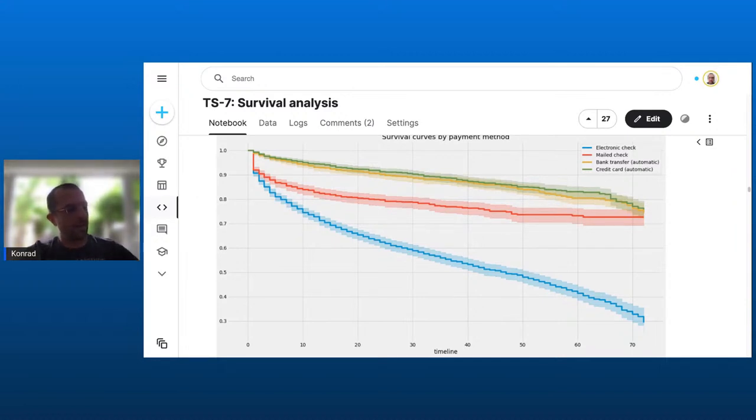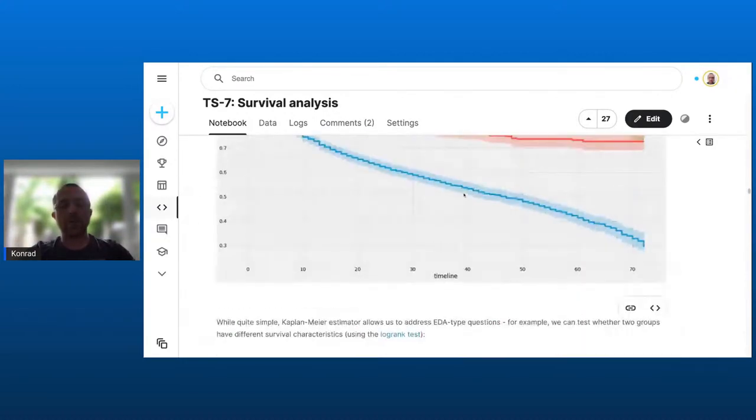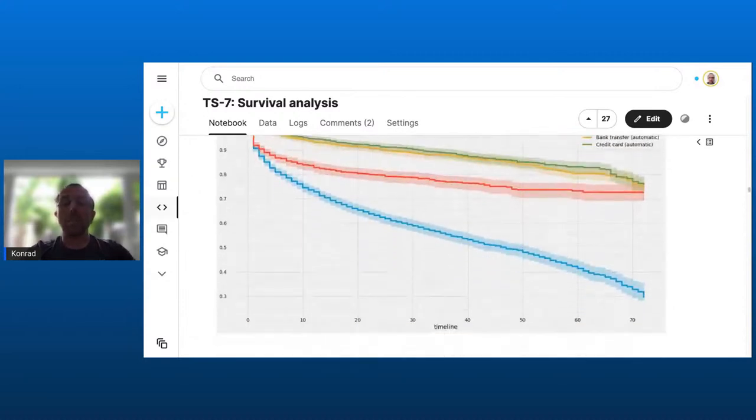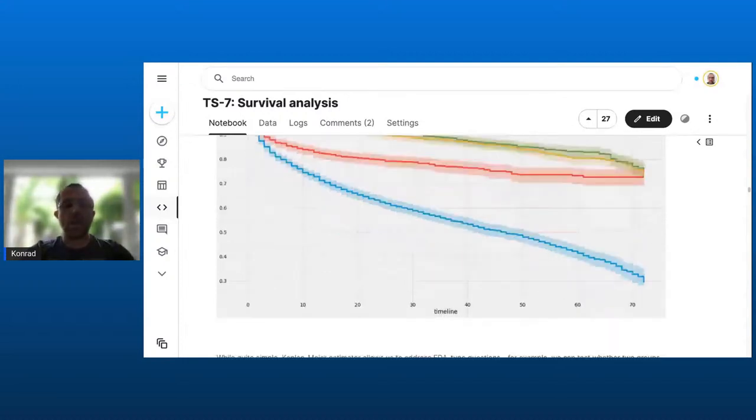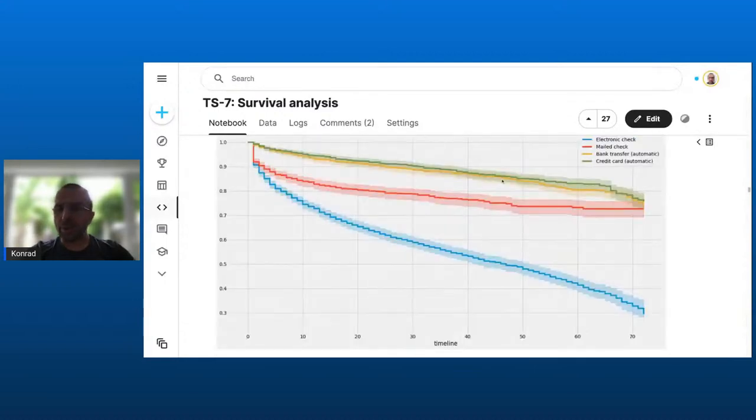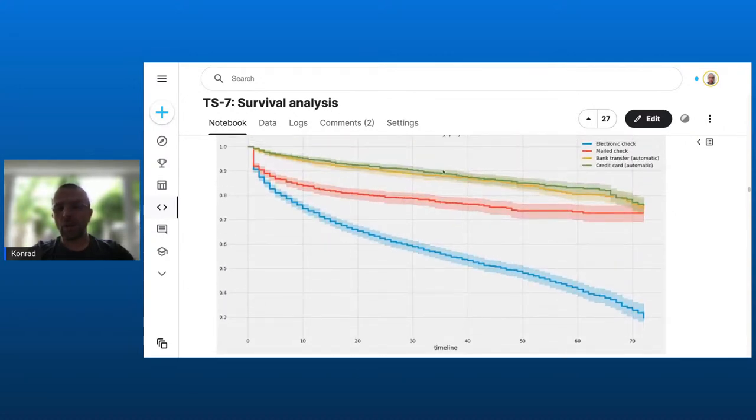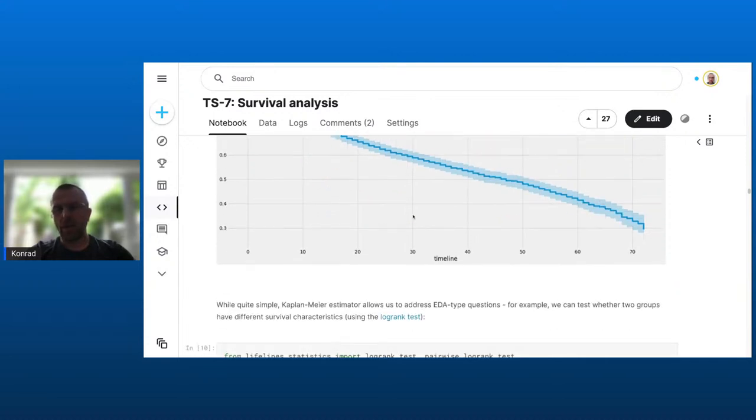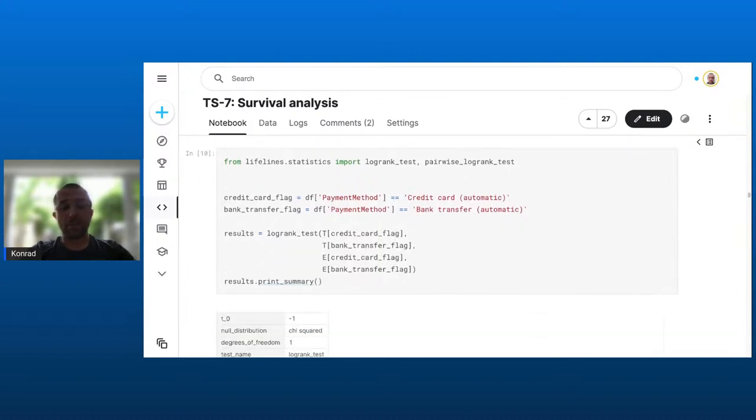Then, what can we do? Graph-based comparisons are nice, but sometimes it's useful to actually verify the intuition, because if you stare at a graph long enough, you're bound to see pretty much everything you want to see there. So maybe we would like to compare whether the two methods that seem pretty close in the graph, bank transfer and credit card, as you can see, the green and the yellow, they are pretty close most of the time. We can verify that intuition. Are they actually meaningfully different?